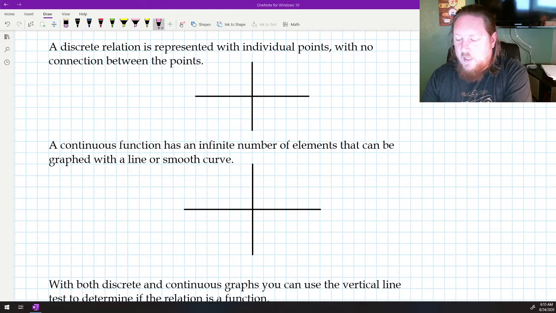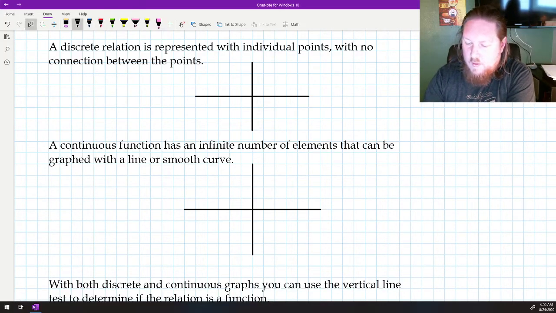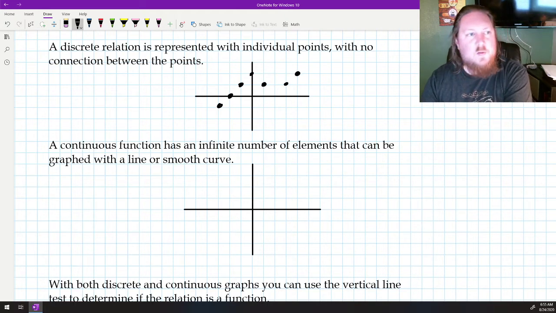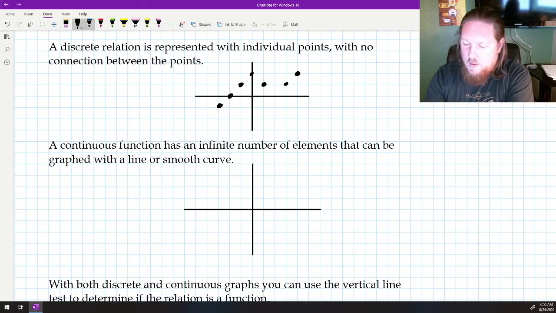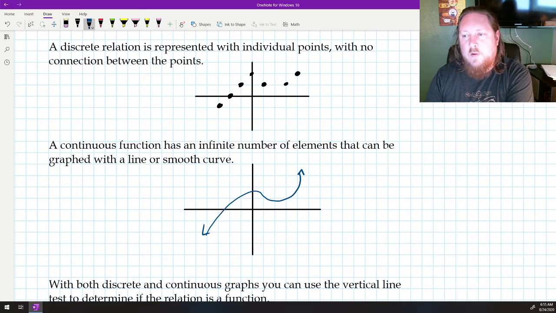A discrete relationship is something where there are just points to represent whatever the relationship is going on about. And there's no reason, or it doesn't make sense, to connect the dots together. A continuous function has an infinite number of elements, and we do draw it with a straight line or some sort of smooth curve.